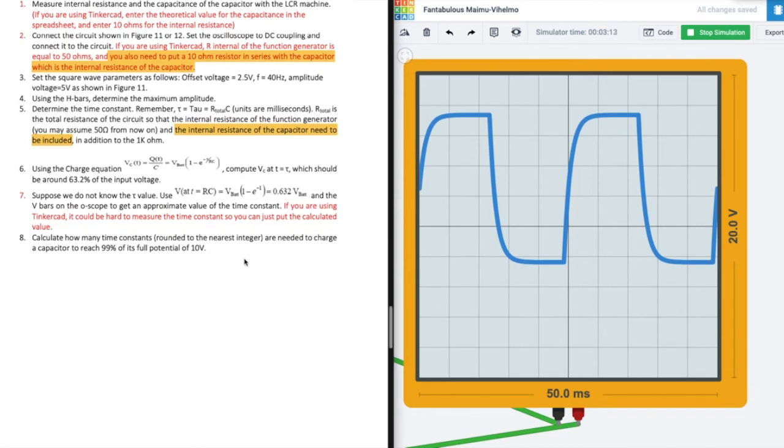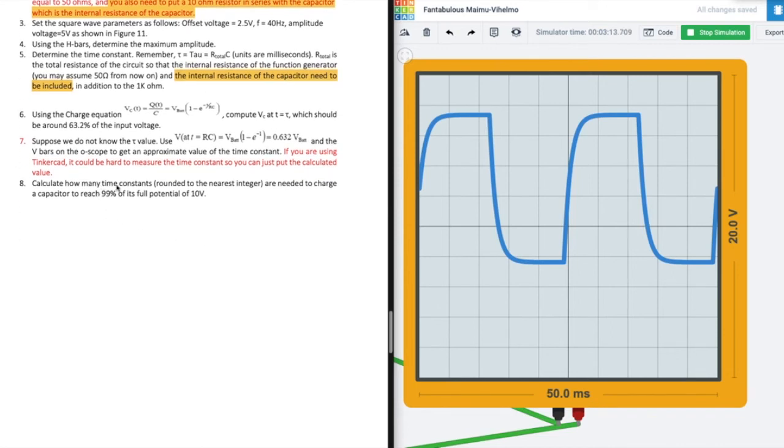Then for step 8, we calculate how many time constants are needed to charge a capacitor to reach 99% of 10 volt. So we just divide this V battery to the left, use this equation. We divide the V battery to the left and let this part equal to 99%, and you calculate t, the result will be what we needed.